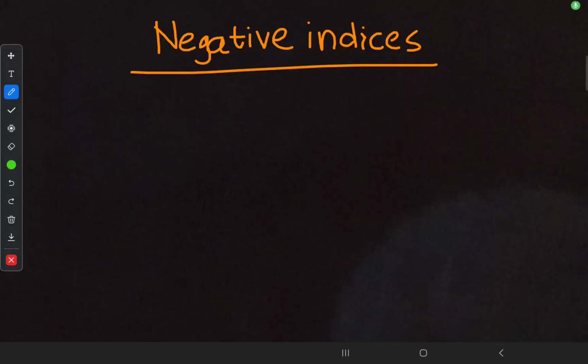That means when we fill with the question 2 to the power of negative 4. In this case, first of all, this is in negative power. Negative index, power index, those are some similar words. That means, first of all, we have to convert it as a positive index. For that, we have to write like this.